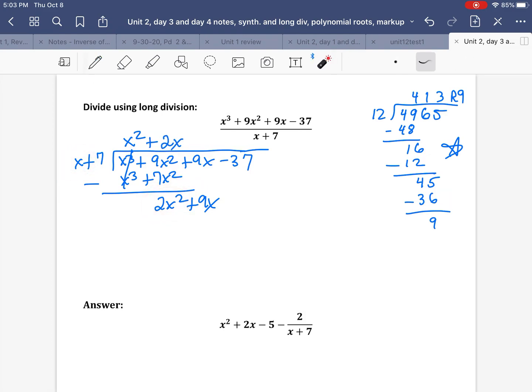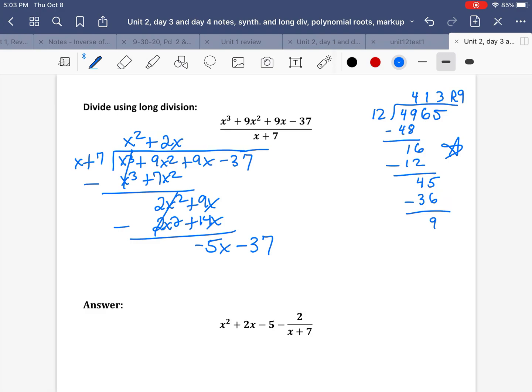So now I go with my decision. 2x times x is 2x squared. And then 2x times 7 is plus 14x. And then I draw my line and subtract. All right. So 2x times x is 2x squared. 2x times 7 is 14x. Line, subtract. So these go away. 9 minus 14 would be negative 5x. And bring down the 37. All right, so last step.